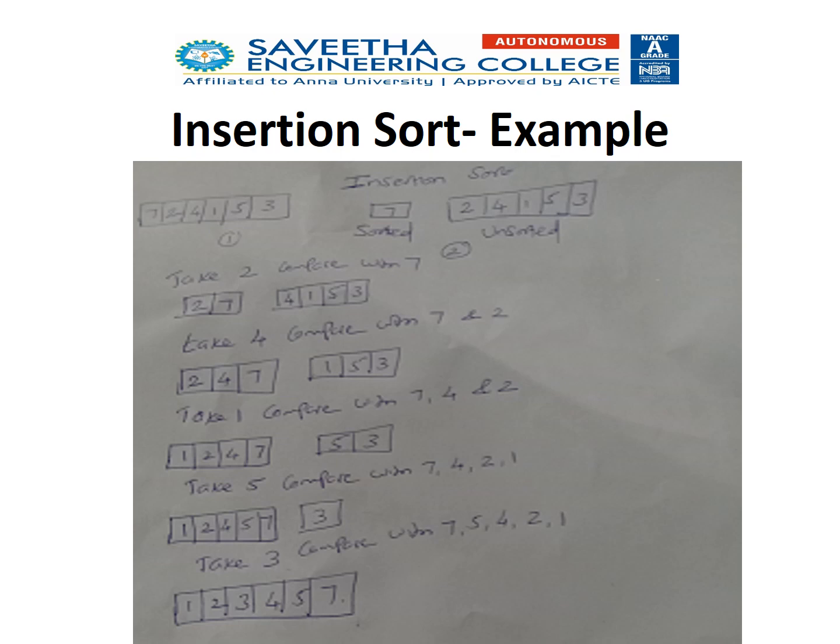Now we take 1 from the unsorted list. It is compared with 7, 4 and 2. It is arranged in the order 1, 2, 4, 7. Next, 5 has to be taken. It is compared with 7, 4, 2, 1. It is arranged in order. Finally, we have 3. It is also compared with the sorted array. Now everything is arranged in the sorted order. This is how bubble sort, insertion sort and selection sort are performed.